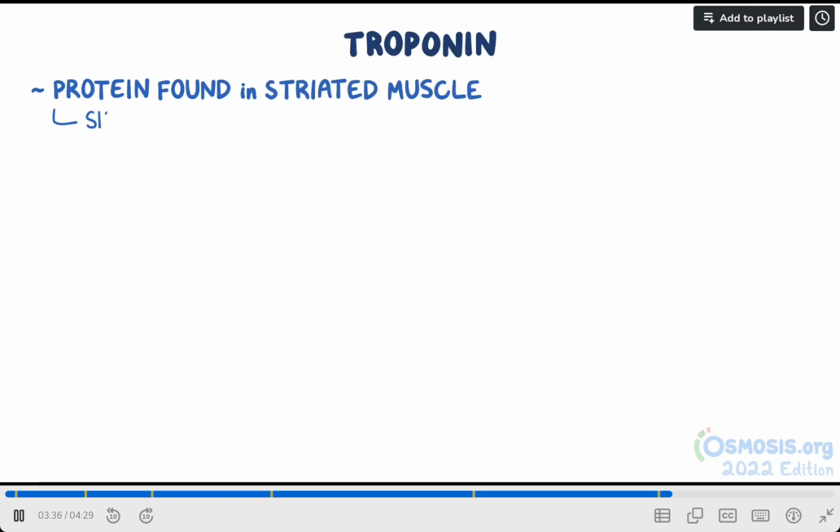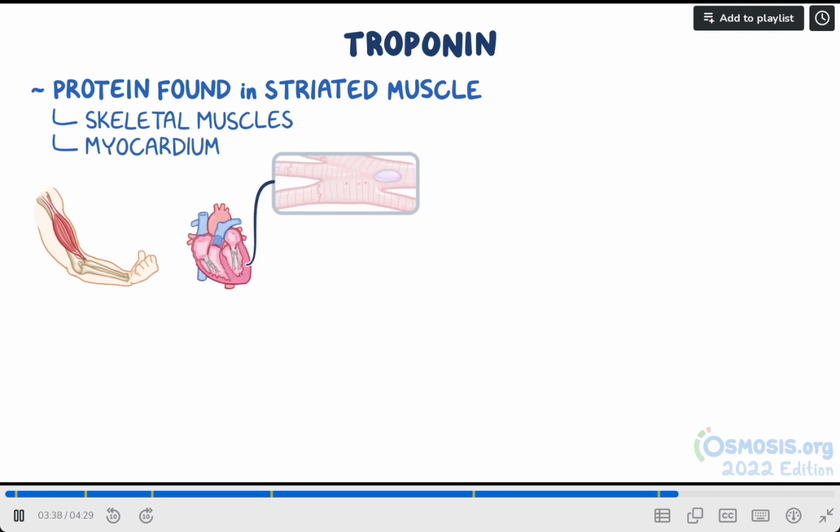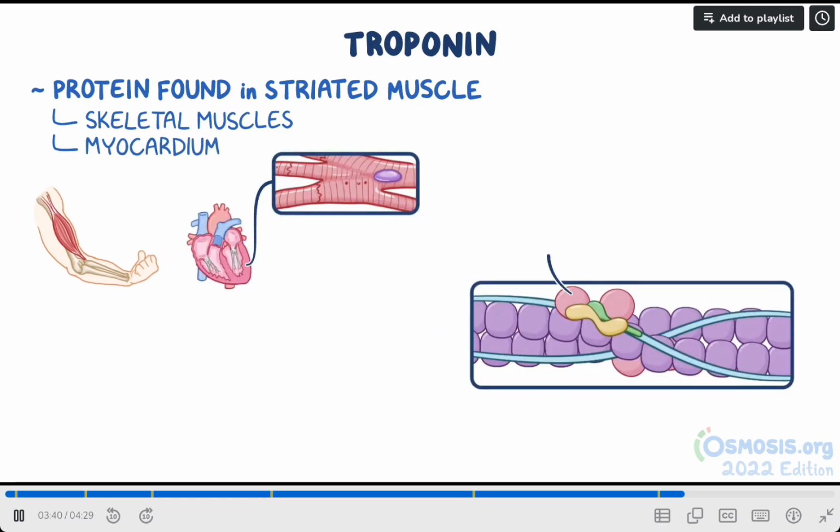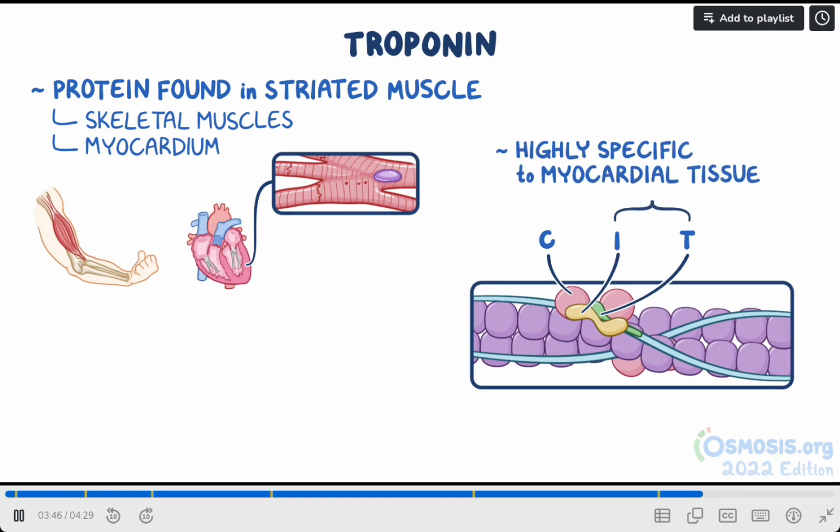All right, as a quick recap, troponin is a protein found in striated muscles, including skeletal muscles and the myocardium of the heart. There are 3 types, C, I, and T. Troponins I and T are highly specific to myocardial injury, and together they are known as cardiac troponin, or CTN for short.